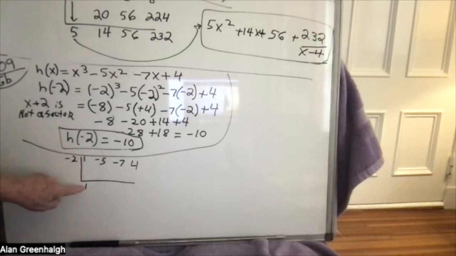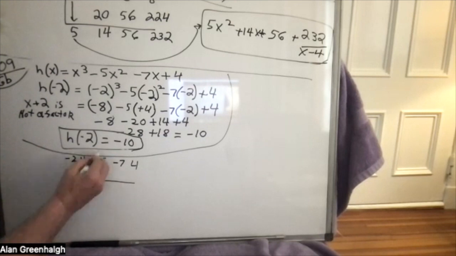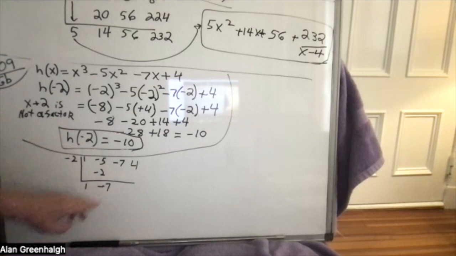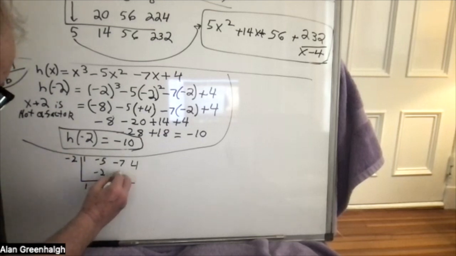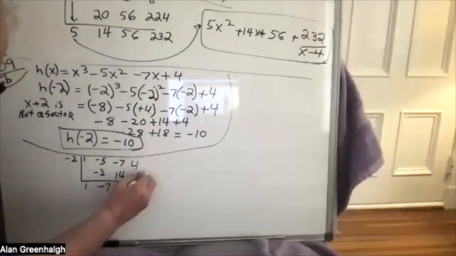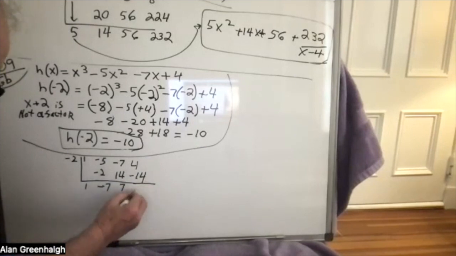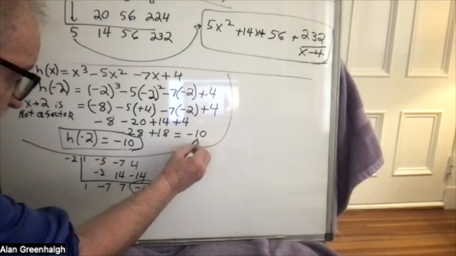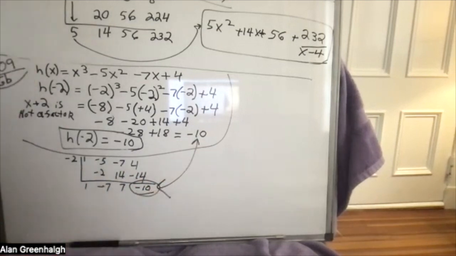We bring down the 1. -2 times 1 is -2. This is -7. -2 times -7 is 14 positive. This comes out to 7. This comes out to -14. And what do we get? -10. And there, that's the verification right there.